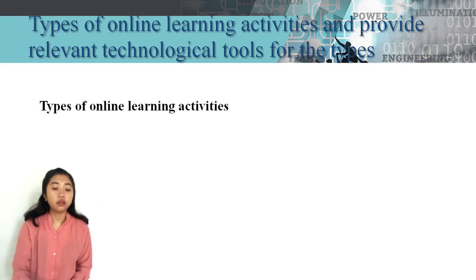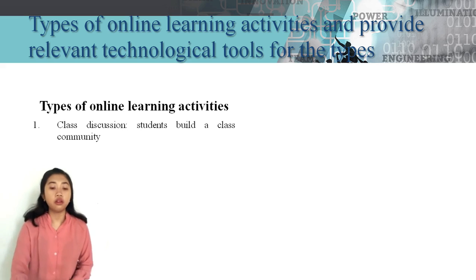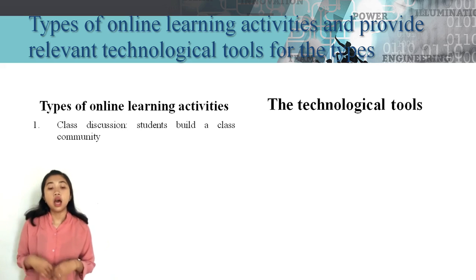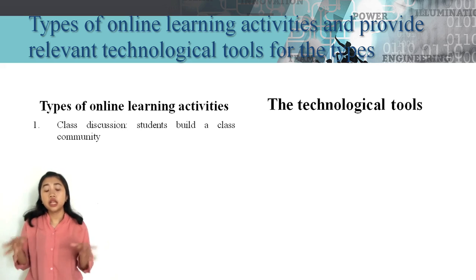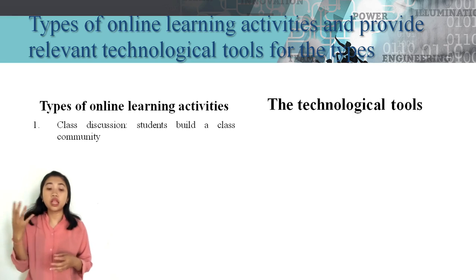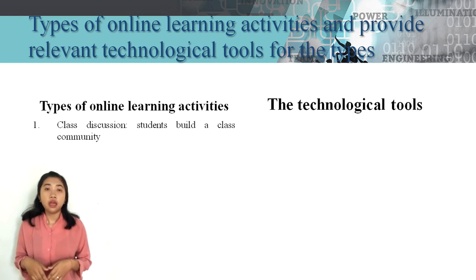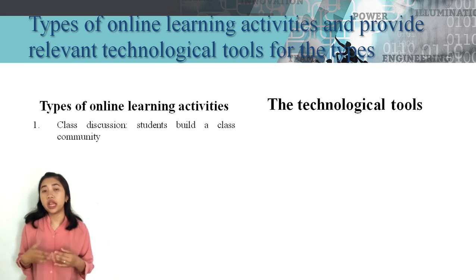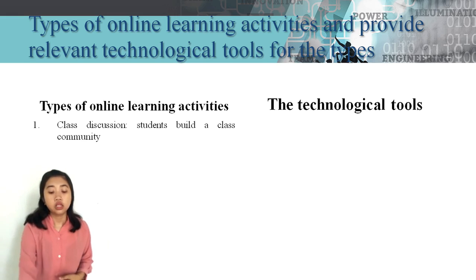So the types of other activity. The first is class discussion. In this activity, students build a class community and do discussion about the topic given by the teacher. The goal is that students can build communication and do discussion.